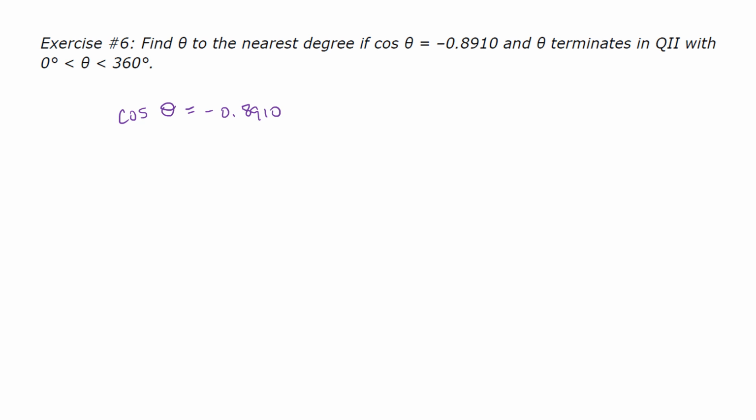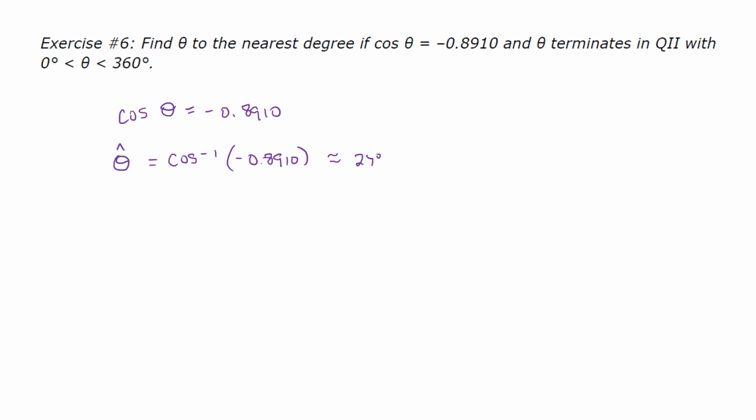Okay, so we are going to take the inverse of cosine, and since we don't know exactly what theta is, we're going to use a reference angle to identify this angle. And I put an equal sign here. We're going to take the inverse cosine of negative 0.8910, and we'll enter it into our calculator, and we should get approximately 27 degrees. Okay?